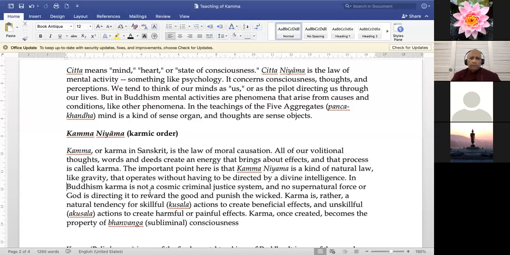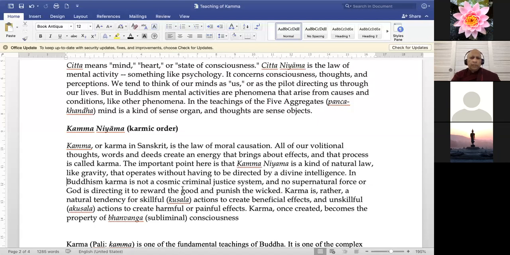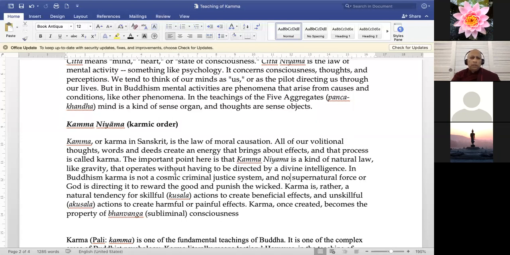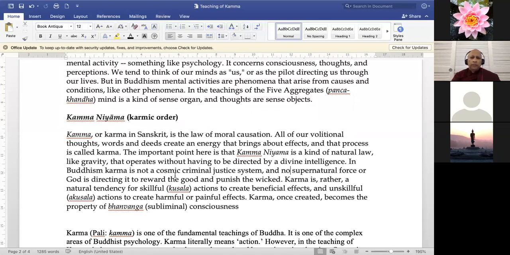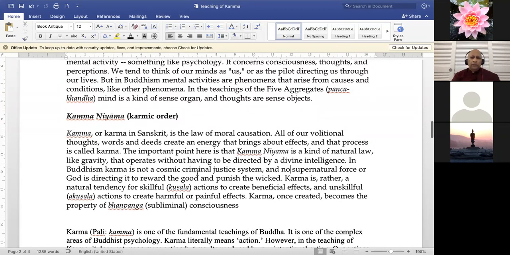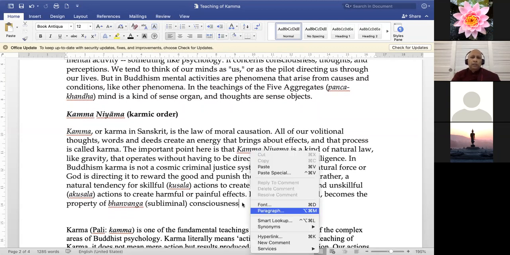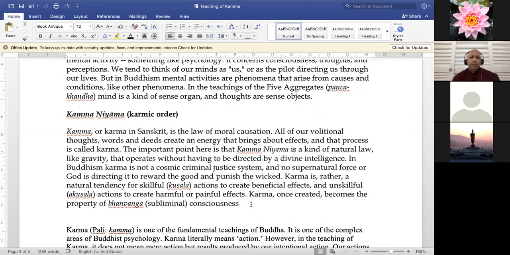Yes, in Buddhism, karma is not a cosmic criminal justice system, and no supernatural force or God is directing it to reward the good and punish the wicked. Karma is rather a natural tendency for skillful kusala actions to create beneficial effects, and unskillful akusala actions to create harmful or painful effects. Karma once created becomes the property of Bhavanga, the subliminal consciousness that we did talk about before. So it's a cosmic criminal justice system. I don't know, somebody taught me this wording.